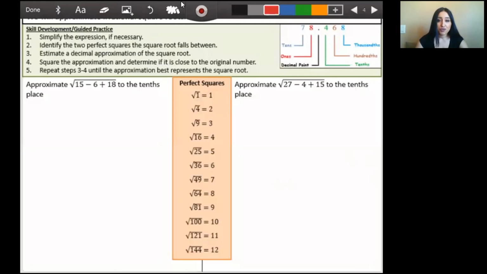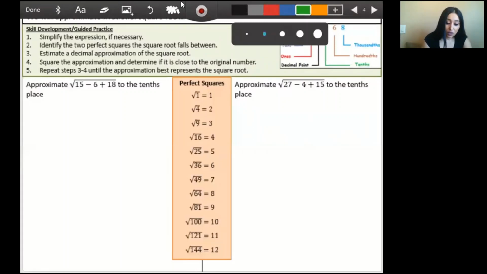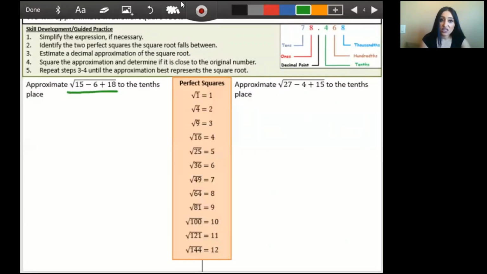All right, everyone, so now we're at problem number 3 in this lesson. I want to read the problem for you. Approximate the square root of 15 minus 6 plus 18 to the nearest tenth. Now for this problem, we are going to have to simplify this expression because there is more than one number underneath that square root.